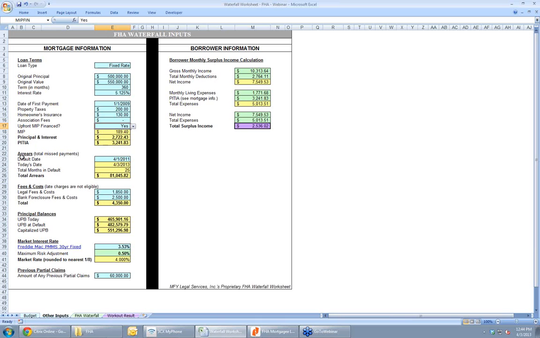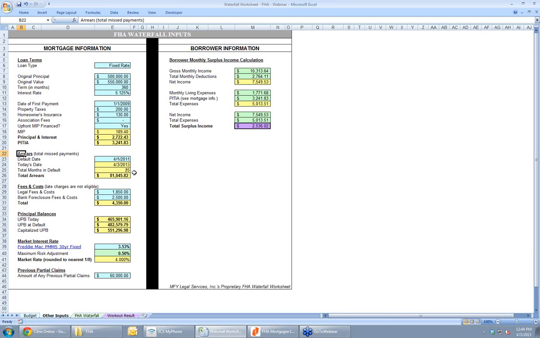Another thing to note here is the arrears calculations. With FHA, unlike the other programs you're probably familiar with, arrears means something different. Arrears is just the missed payments, the total missed payments. So in this case, if your PITI is a little over 3,000 and you've missed 2 payments, it's going to be a little over 6,500 or so. So that's arrears for the purposes of FHA. It's important to keep that distinction in mind.